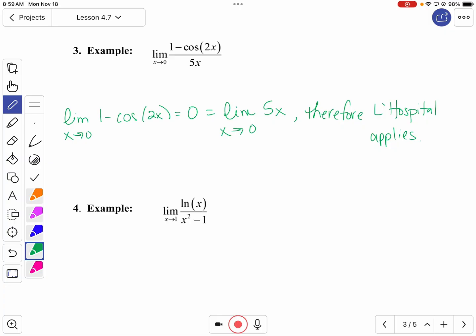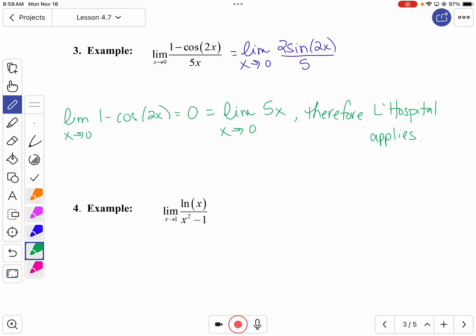All right. So now that we've justified it, let's go back and do the process. The process says, hey, let's take the limit of the derivatives. What would be the derivative of 1? 0. What would be the derivative of negative cosine 2x? Sine of 2x times 2. So a little chain rule right there. And the derivative of 5x? 5.